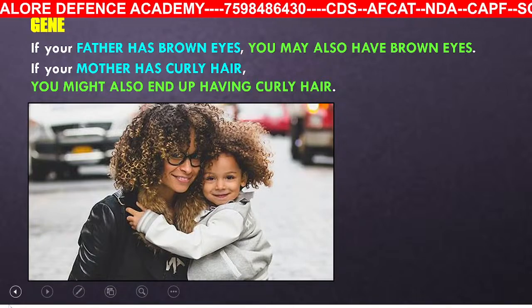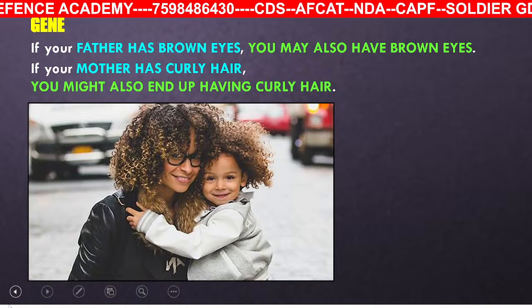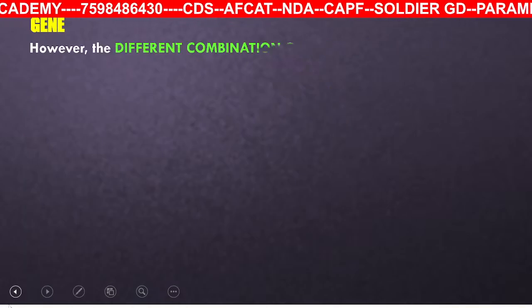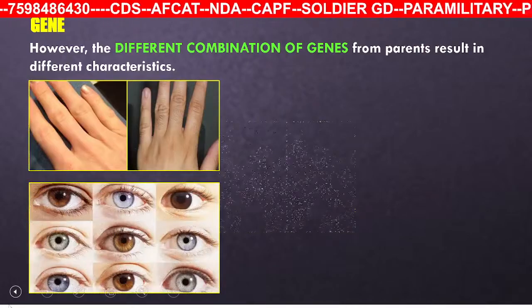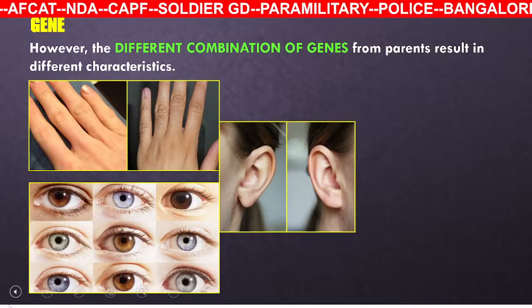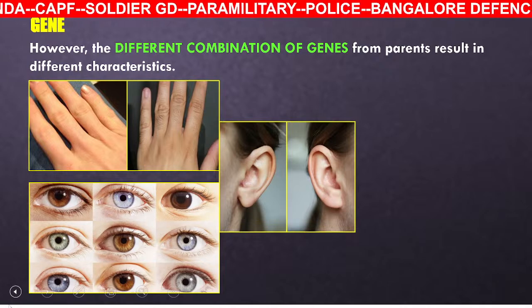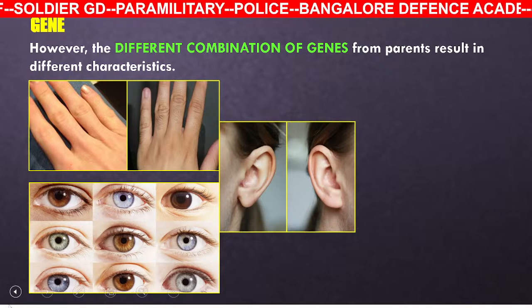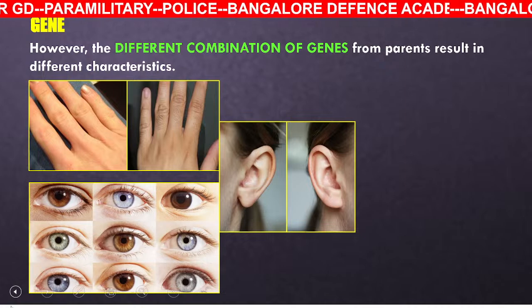Okay, next, if your mother has curly hair, you might also end up having curly hair. So these are all genes. Different combinations of genes from parents result in different characteristics. Okay, so look at this. We have two types of ears in humans. One will be open lobe, another will be closed lobe.